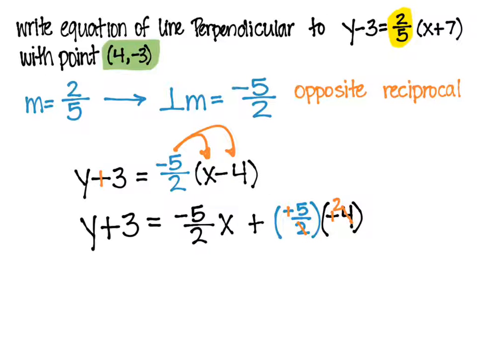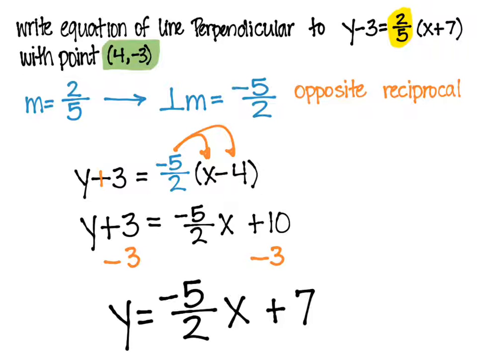2 goes into 4 twice, so it ends up being 5 times 2. Well, 5 times 2 is just 10. So when I do negative 5/2 times negative 4, I get 10. The last thing we're going to do to put this in slope-intercept form is subtract 3. And we have y equals negative 5/2 x plus 7.